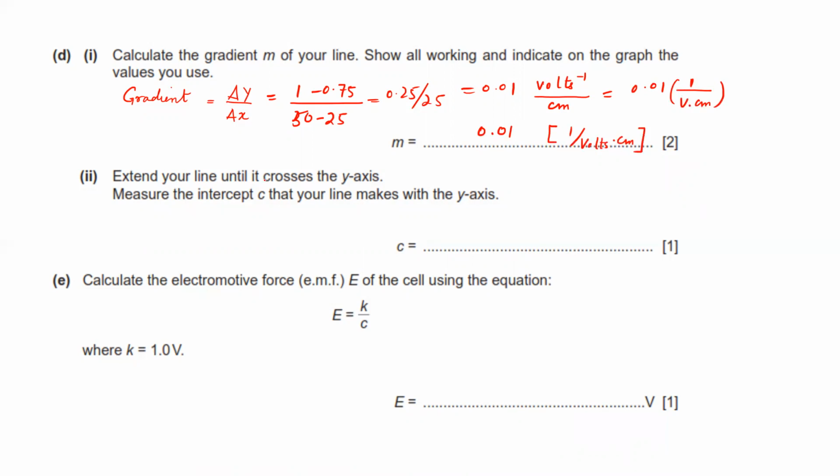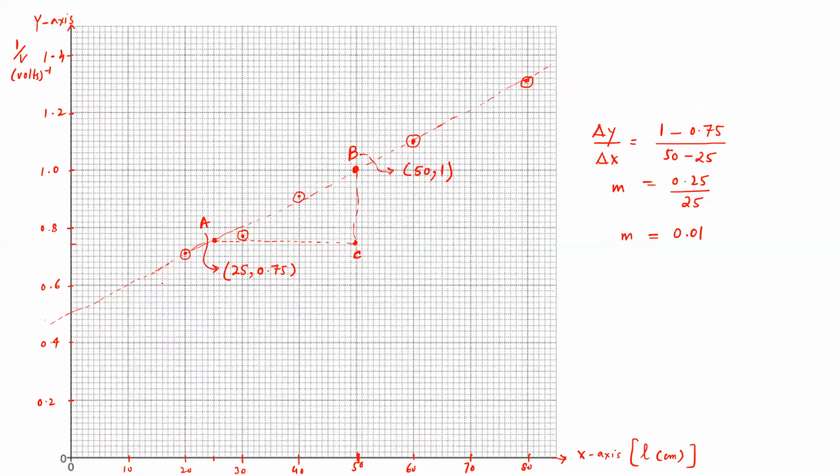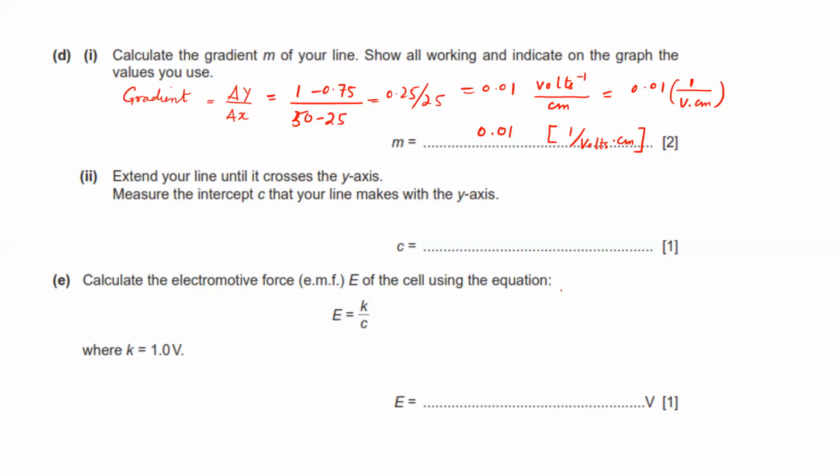Then it says extend your line until it crosses the y-axis, and measure the intercept C that your line makes with the y-axis. So we extend it back and we find that it meets at some point here. So this is intercept C, and this value comes out to be something around 0.5. So C is 0.5, and the units are 1 by volts. This is how you write it. You can ignore the units as well, but it's good practice to write the units.